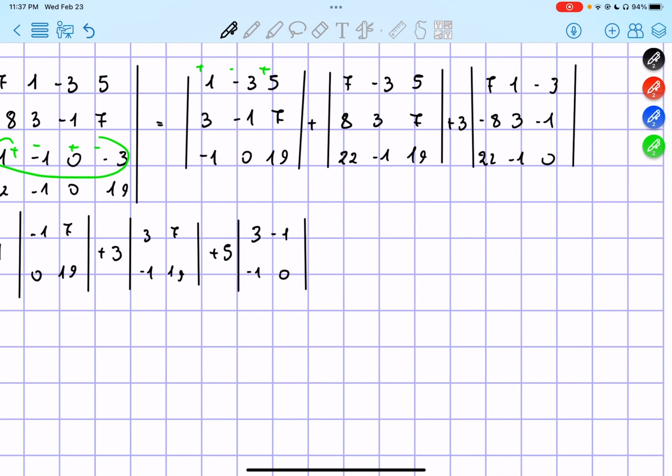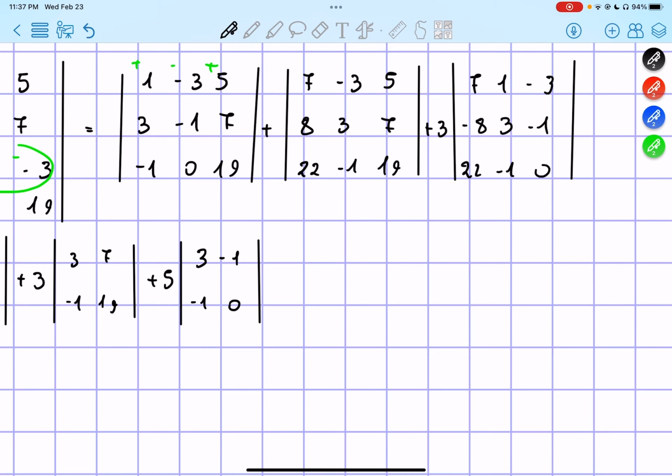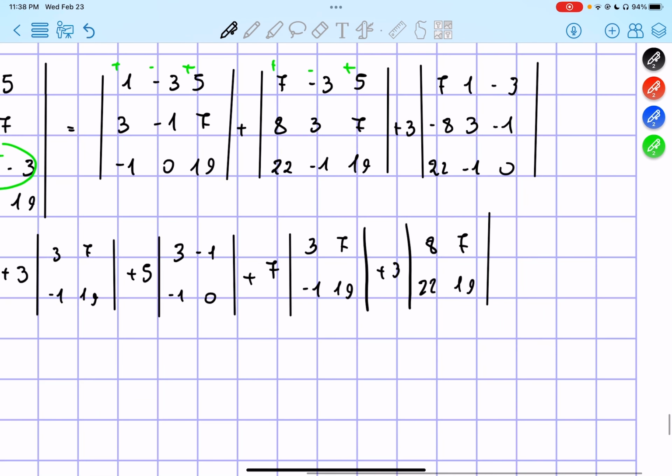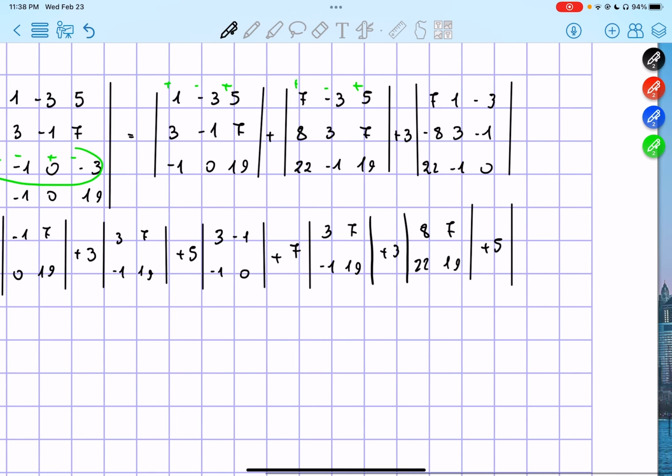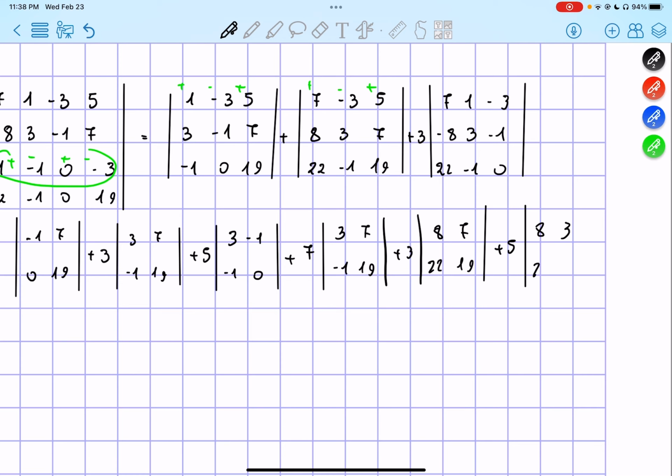Now for the second 3 by 3, we'll do the same thing. Here's the first row again, so plus 7 minus plus 7, and then, oops, okay, 3, 7, negative 1, 19, minus 3, so plus 3, next one goes 8, 7, 22, 19, plus 5, that multiplies 8, 3, 22, negative 1.